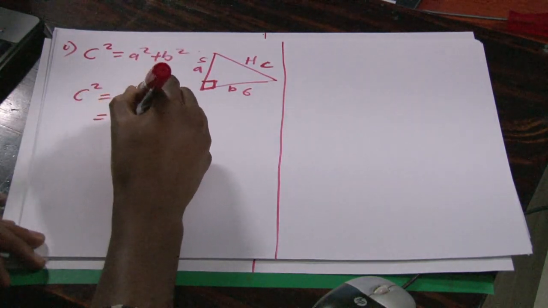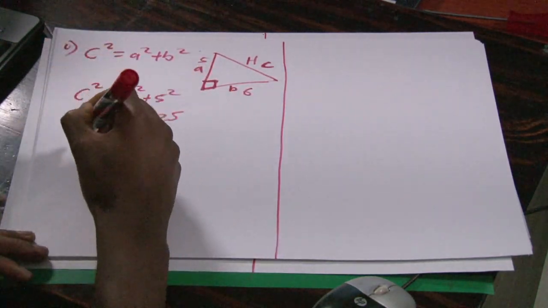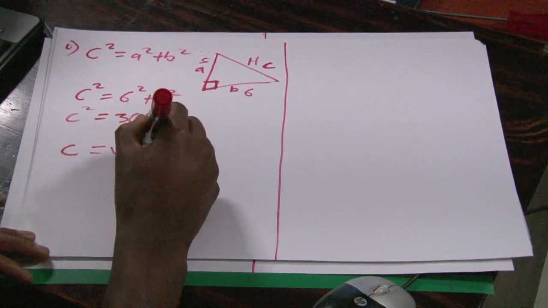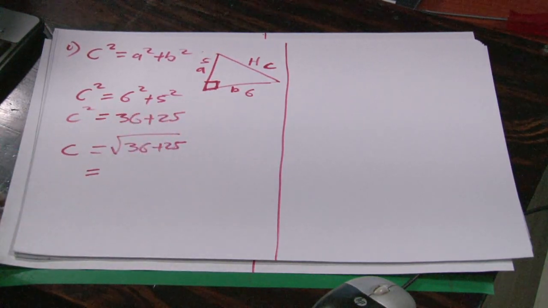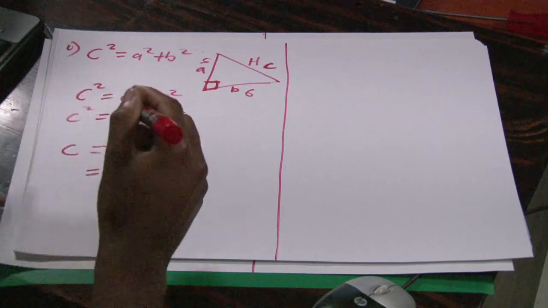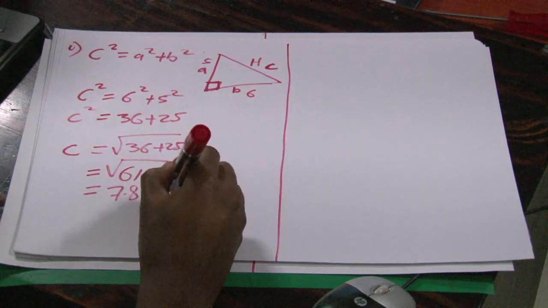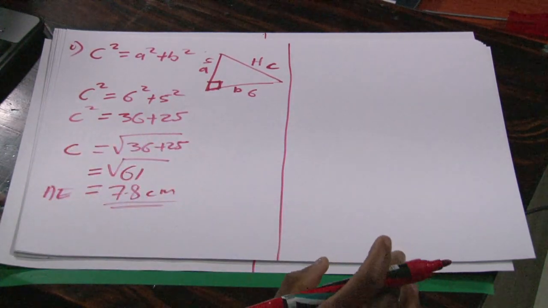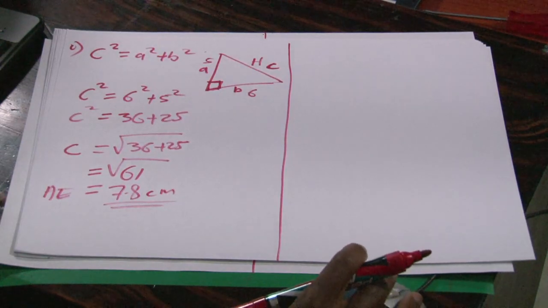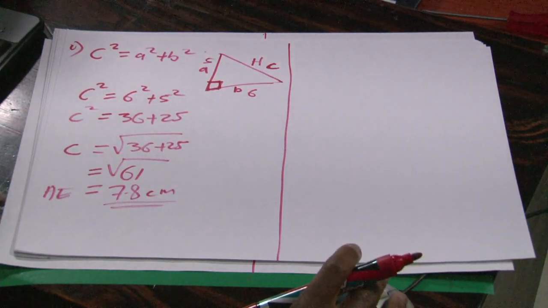6 squared will give you 36, plus 5 squared will give you 25. But this is now squared, so you square root both sides. So you have C is equal to the square root of 36 plus 25. You can quickly punch that in your calculator. You'll find that 36 plus 25 is 61, and the square root of 61 is 7.8. That's 7.8 centimeters. Therefore, our AE is equal to 7.8 centimeters. So this one is what we found as 7.8 centimeters, then 5 centimeters, then 6 centimeters.